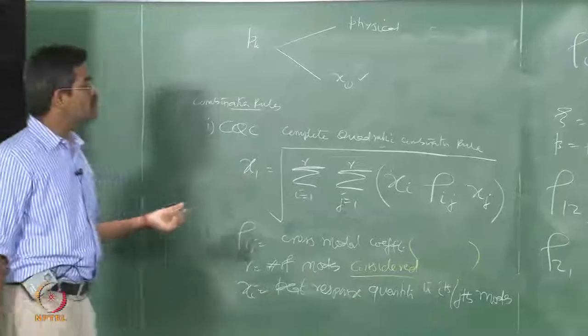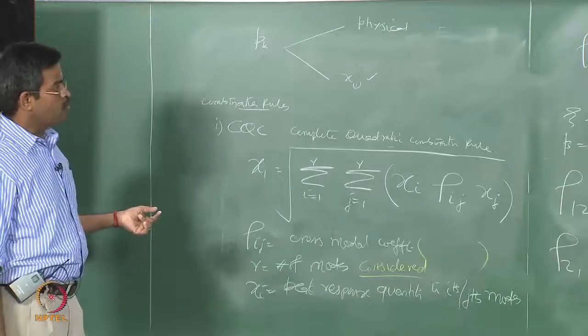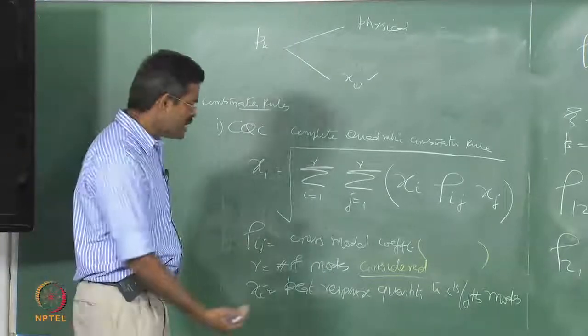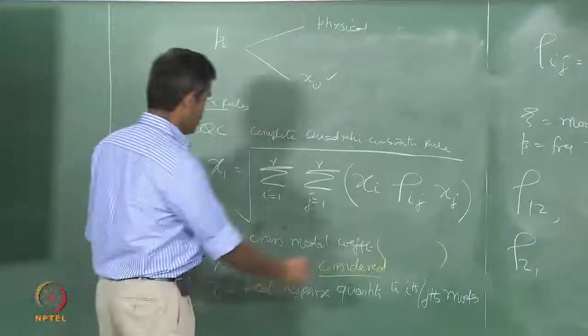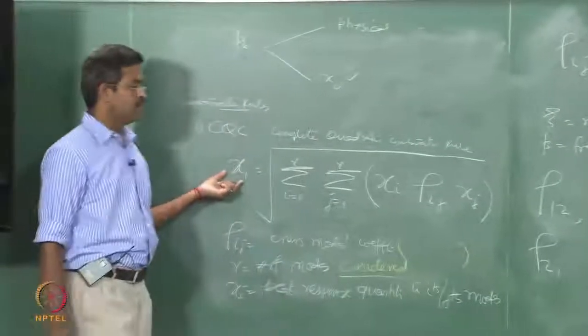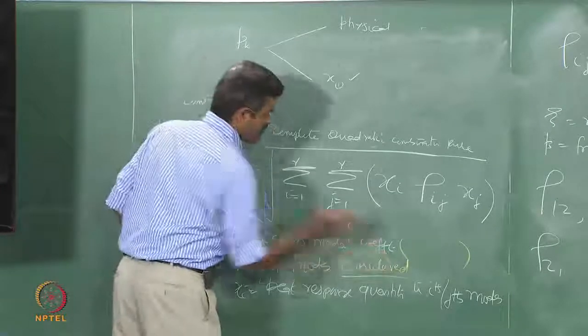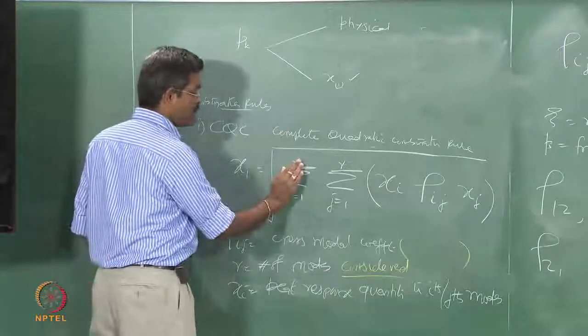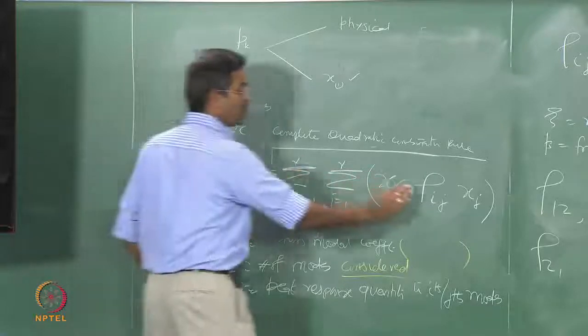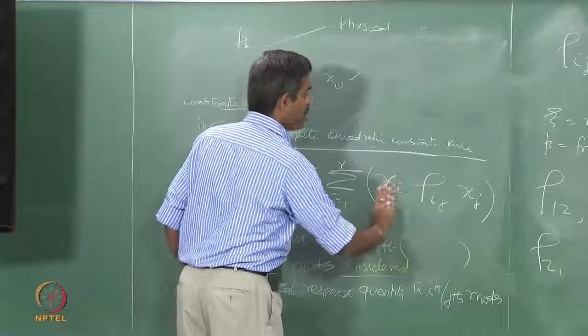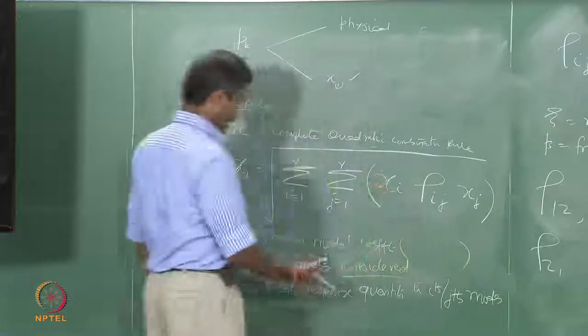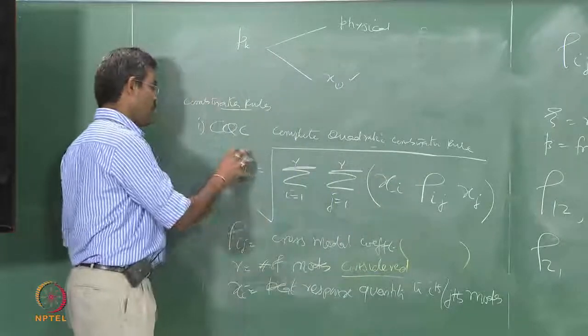So, it is very important for us to know where we imply modal truncation in terms of the rules applied here. This will give me how to estimate the number of modes required for the analysis. Once I fix that number, I will find the cross modal coefficient combination for the different modal responses and try to find the answer, which is going to be the sum of the final response.